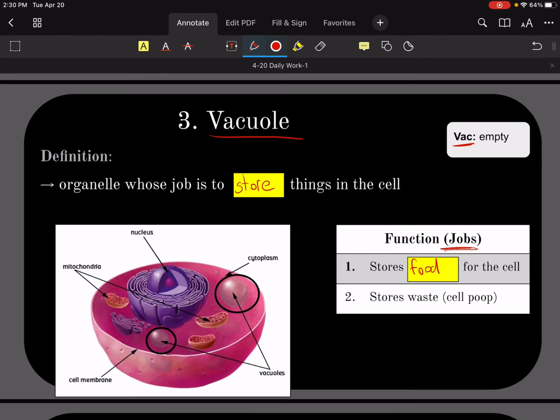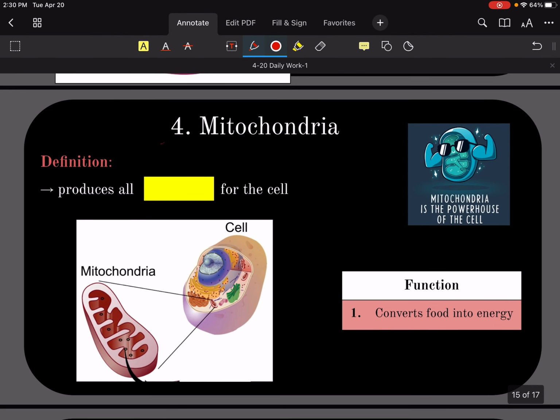Next up, we have the mitochondria, which is the powerhouse of the cell. So the mitochondria produces all the energy a cell needs. And so its job is to convert food into energy for the cell to use. So the mitochondria inside of the cell looks like this, has a little wave design, and there's usually a couple different mitochondria inside of a cell.